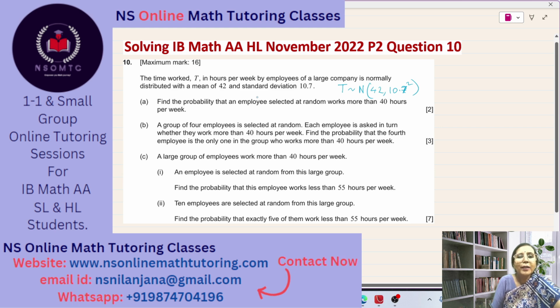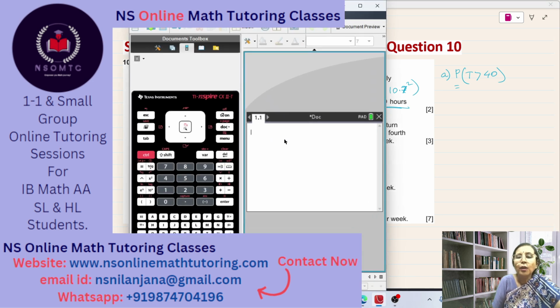Subpart A says find the probability that an employee selected at random works more than 40 hours per week. So subpart A, probability T is more than 40. Okay, fine. So we have to use the calculator.